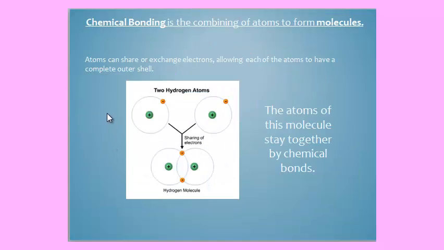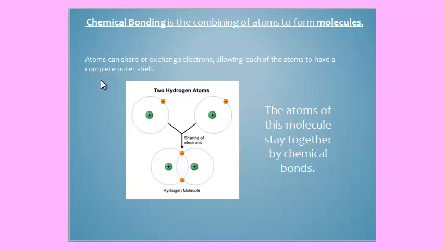Chemical bonding is the combining of atoms to form molecules. So you have these individual atoms floating around. You know that these atoms combine via chemical bonding to form molecules.